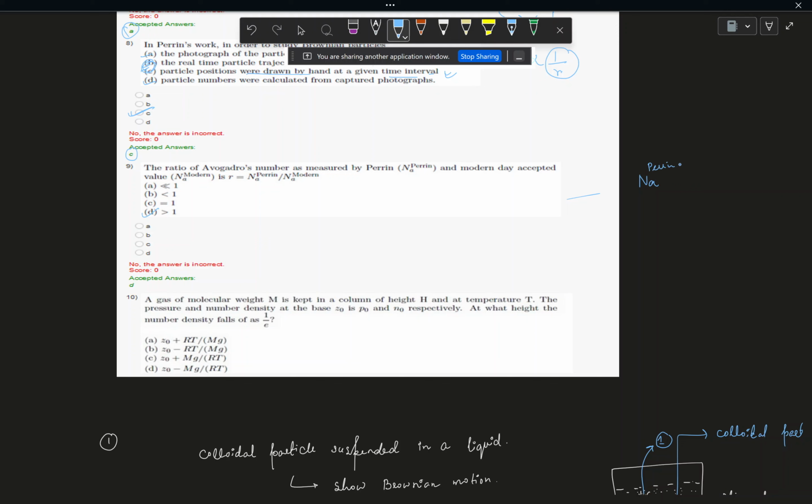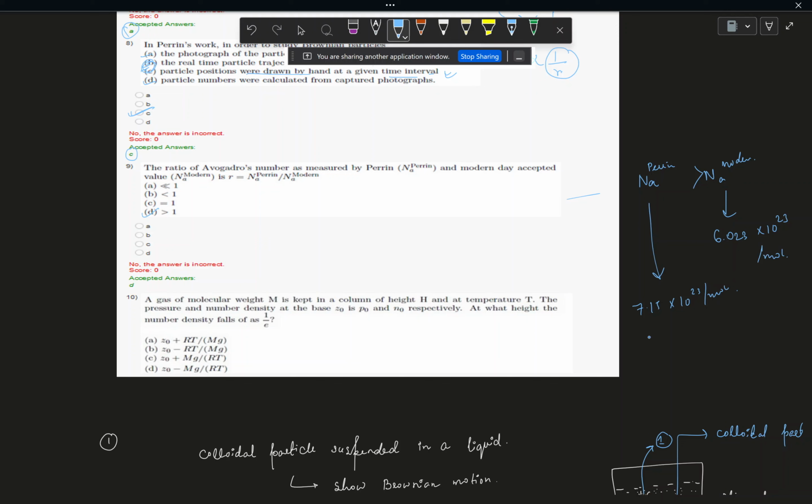He slightly overestimated it from his experiment, because from the modern day accurate Avogadro's number, we know that the number is 6.023 into 10 to the power 23. But as far as I have obtained the information, Perrin got the value of, let me check what was the value. Yeah, so at one position I saw this is 7.15 into 10 to the power 23 per mole. All of these things are per mole, obviously.